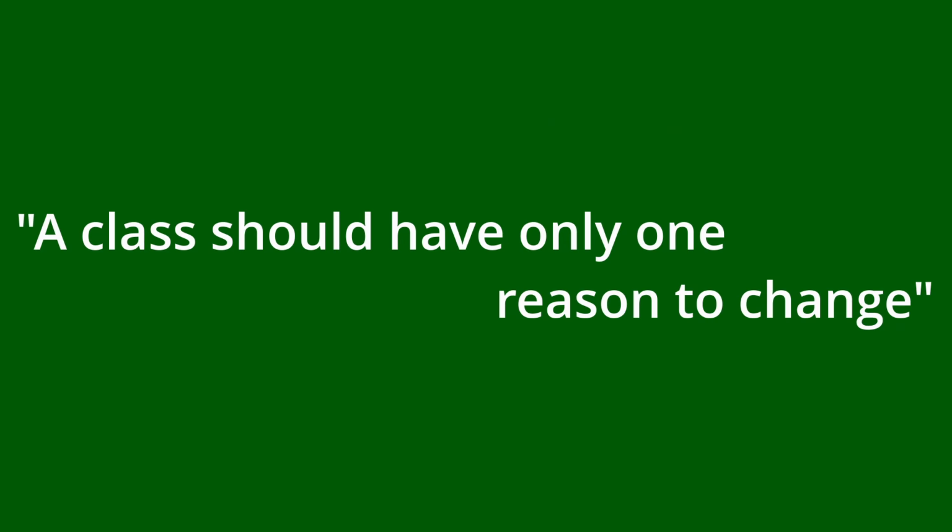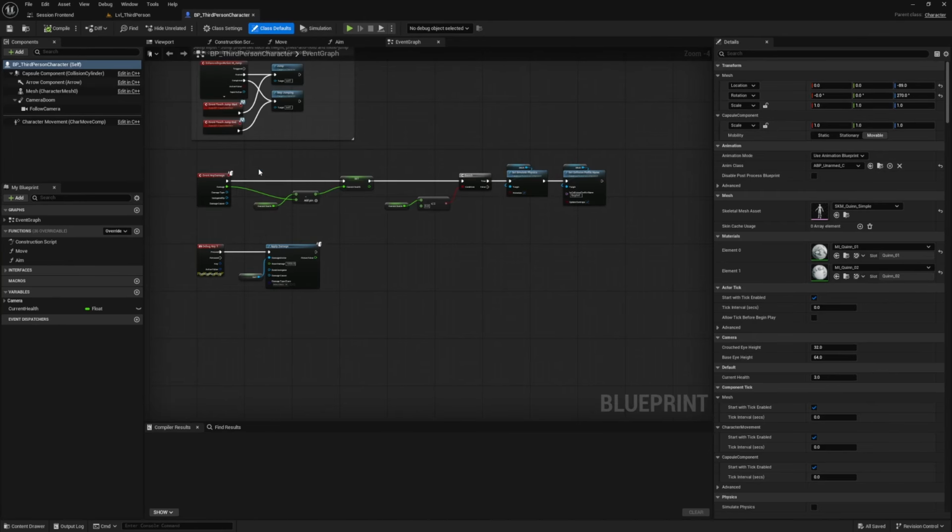The single responsibility principle says that each class, which is synonymous with blueprint, should only ever have one reason to change. Let me explain with some examples, starting with a bad one.